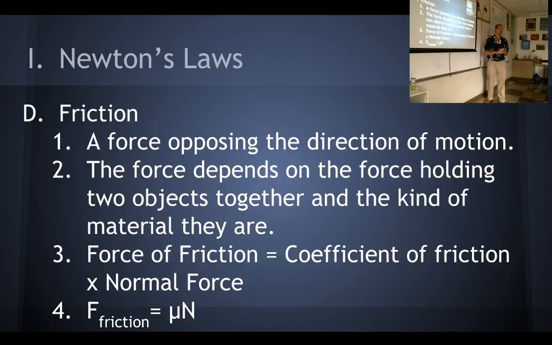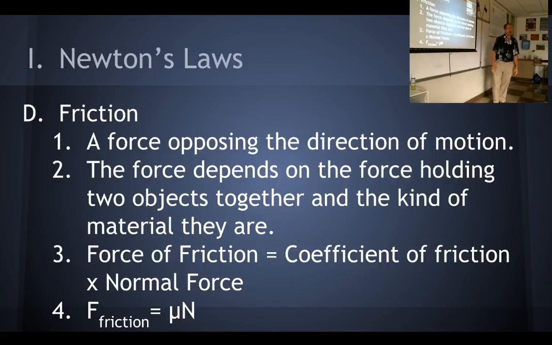You wouldn't want to go wrestle with somebody wearing roller skates. That would be dumb, because you wouldn't be able to get a good footing. Your feet would slip out from underneath you. So the kind of materials that are pushing against each other and how hard they're pushing against each other determines friction. Interestingly, it has nothing to do with surface area.